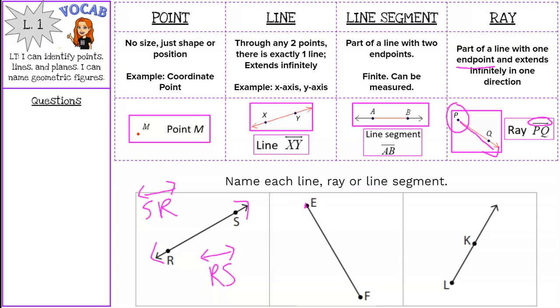EF, we have 2 endpoints, which makes it a line segment. So I'm going to put EF with a little line segment above it. Or I could do FE. The order of the letters does not matter on lines and line segments. And then here I see I have an endpoint and then an arrow, meaning we have that line portion. So it is a ray. For this one, the order does matter. We have to start with the endpoint L, and then K, and then draw the one-sided arrow on the top.